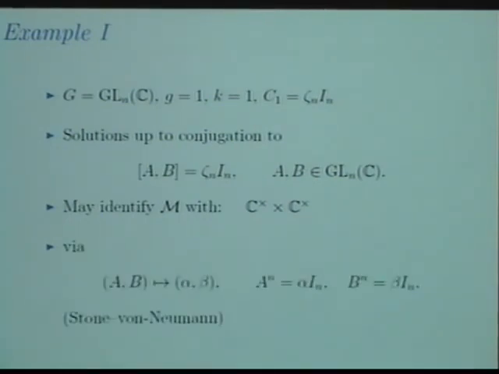As it turns out, this variety we can identify with C star cross C star, because up to conjugation, any pair of such matrices will have their nth powers be scalars, alpha and beta. And so given the choice of alpha and beta, we get a unique point up to conjugation. And this essentially is the uniqueness of the Heisenberg representation, from the theorem of Stone von Neumann. So this variety is just simply C star cross C star in this case.